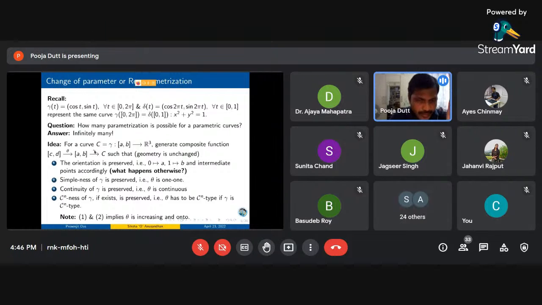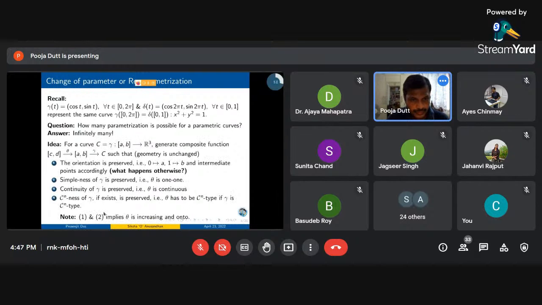So what is the main idea? Main idea is the geometry of gamma. Whenever I say gamma, it is actually about the curve. So the geometry of the curve should not be disturbed by the parameterization. We should not choose a parameterization so that the curve changes its geometry. So these 1, 2, 3, 4 points will make sure that that is not going to happen.